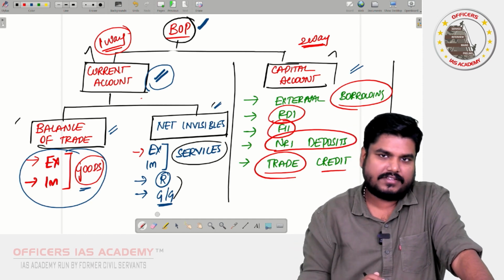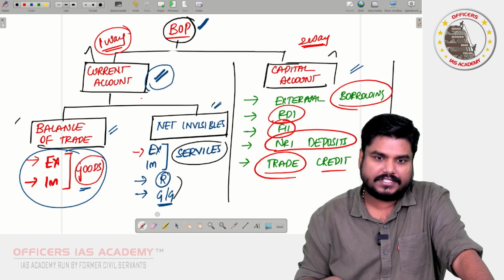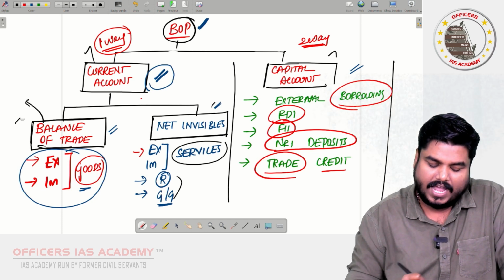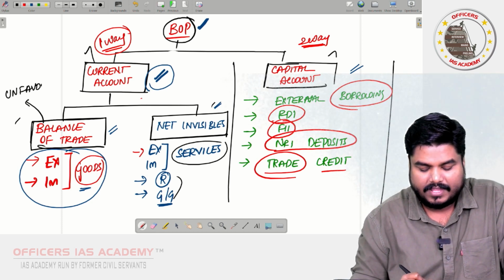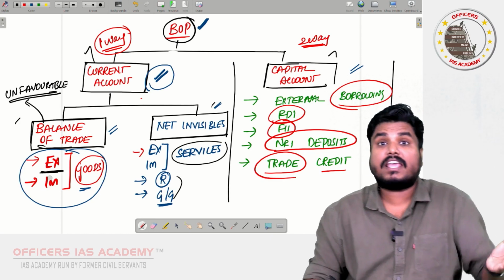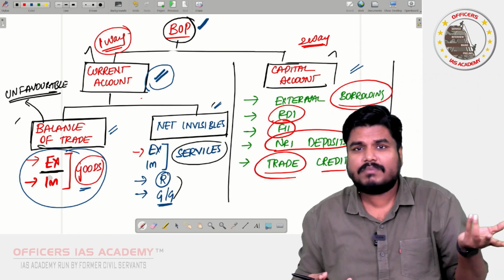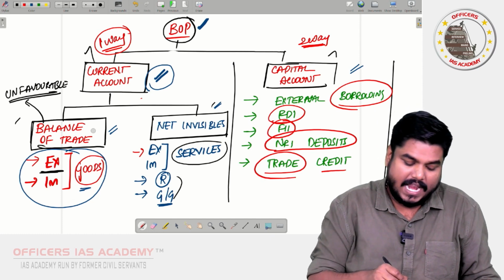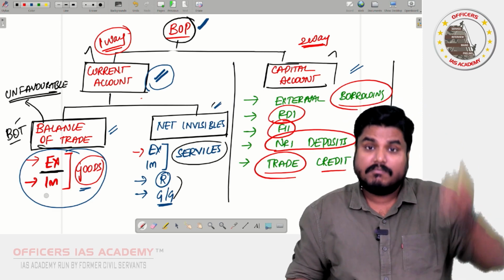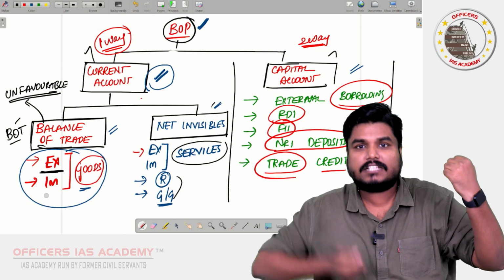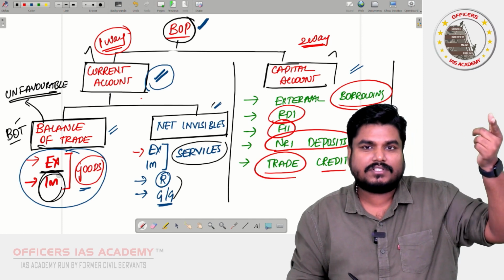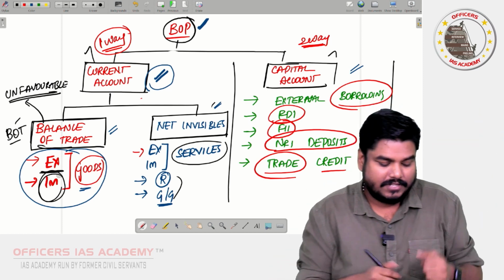Okay. Friends, if you take the Indian context, this balance of trade will be unfavorable for us. Why is it unfavorable? When I have more exports and fewer imports, it is favorable. In the case of India, balance of trade, we refer to it as BOT. BOT is unfavorable because our imports of goods are so high when compared to our exports of goods. So balance of trade is unfavorable.